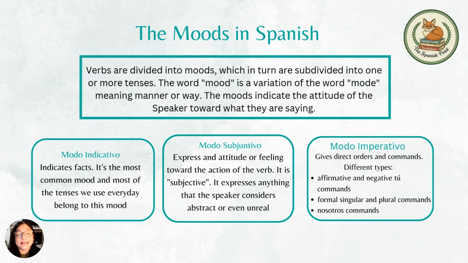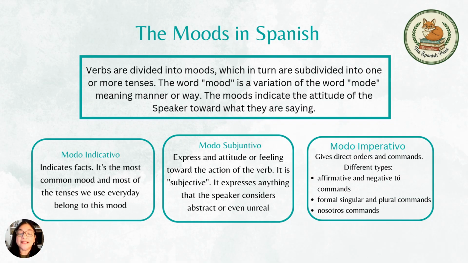The second one is the modo subjuntivo or subjunctive mood. And here is one of the big differences between English and Spanish, because the subjunctive mood is a big thing in the Spanish language. We use the subjunctive mood to express an attitude or feeling towards the action of the verb. While the modo indicativo is objective to talk about facts, the subjunctive mood is more subjective. We use it to express our opinions, our emotions towards what we are saying.